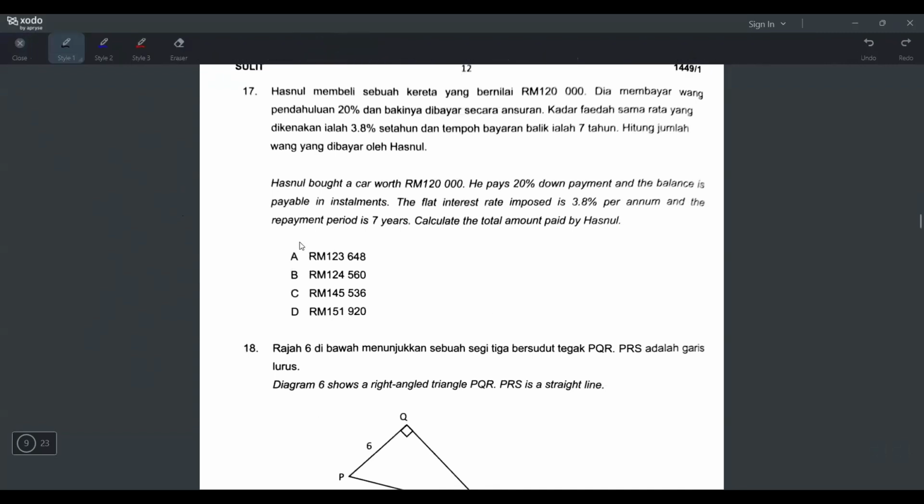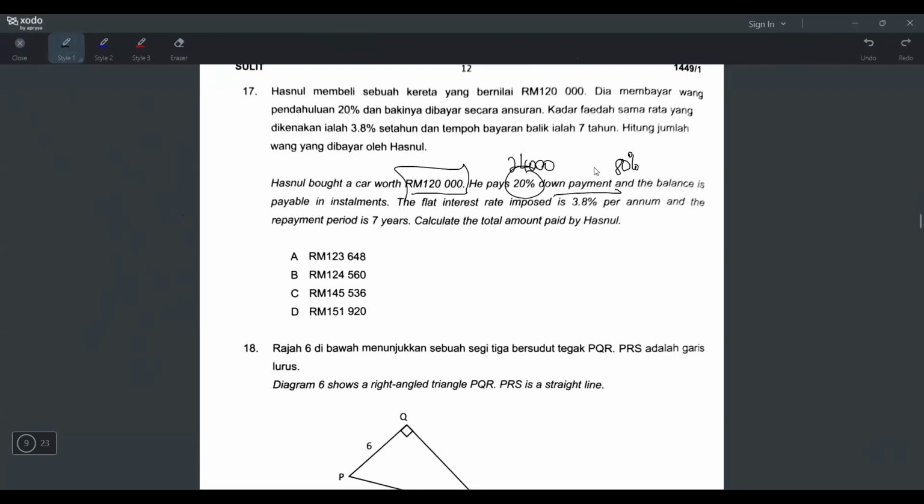Okay, let's continue number 17. Okay, Hasnul bought a car worth 120,000. He pays 20% down payment. So the remaining 80%, you have to borrow from the bank, right? Because 20% is paid on the spot already, right? So let's calculate the amount that he already paid on the spot, which is 20%. So you will press 20 divide 100 times 120,000. So the down payment is 24K, right?